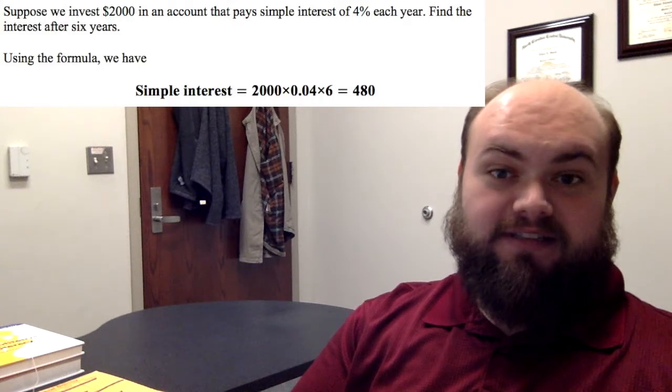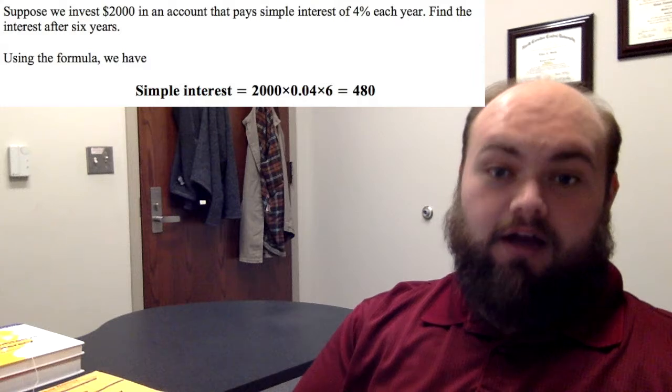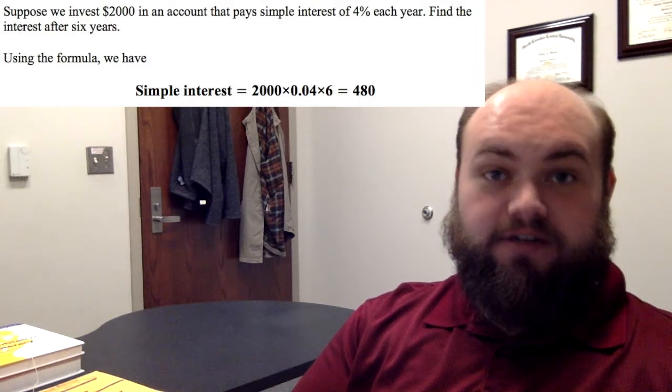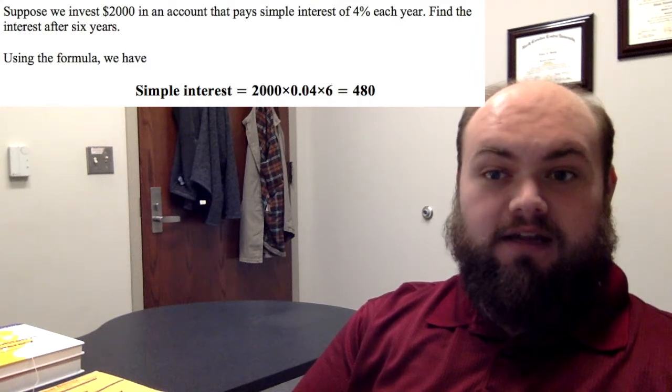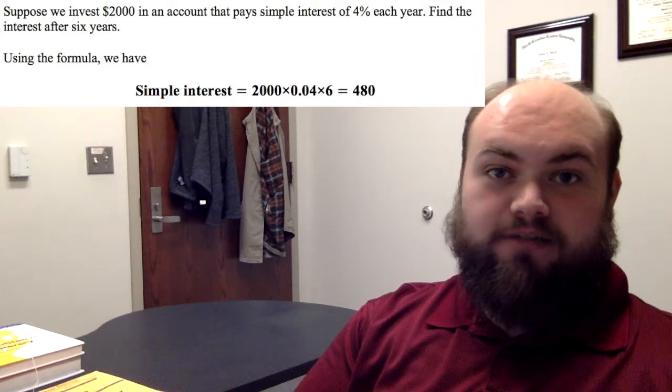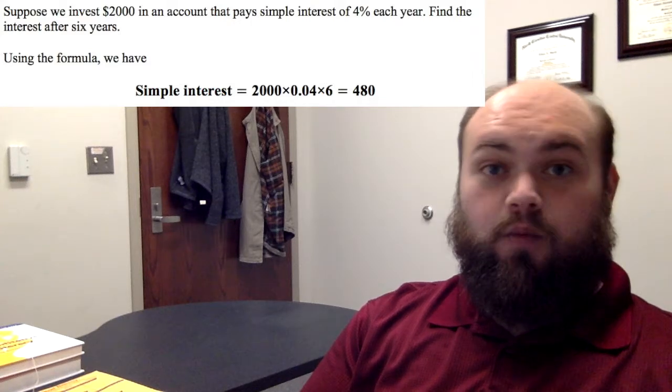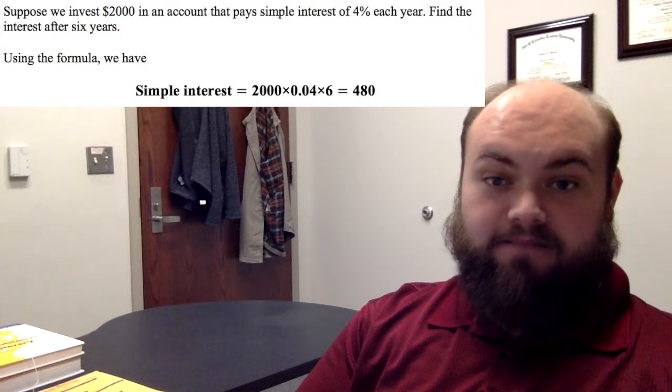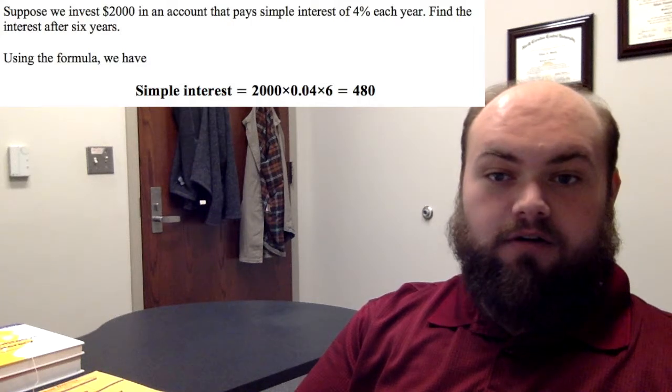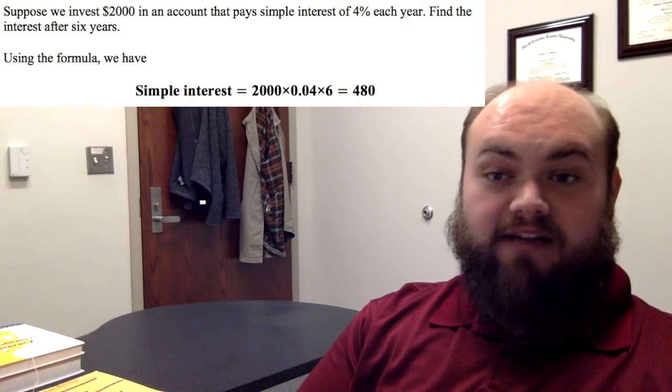Find the interest after 6 years. So using the formula, we have simple interest equals 2,000 times 0.04 times 6, which equals 480. So the interest that will be earned on this investment will be $480.